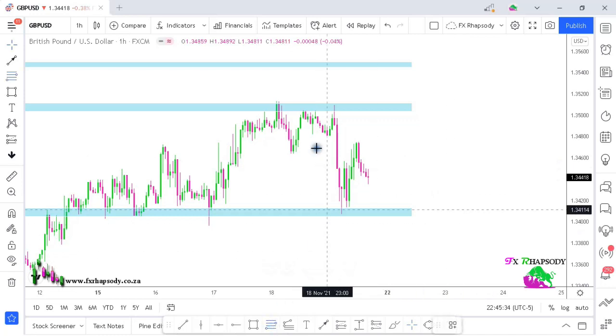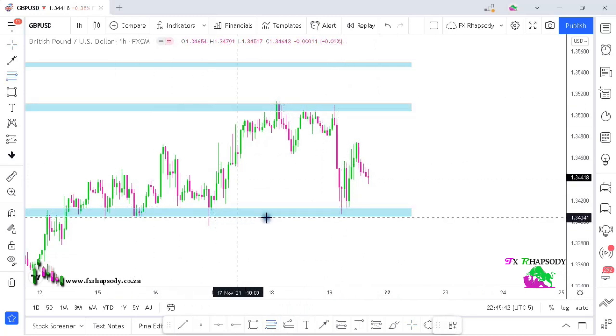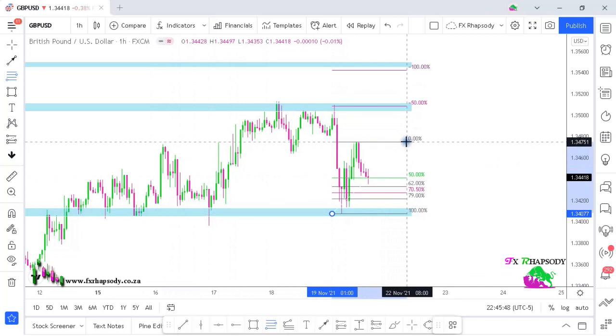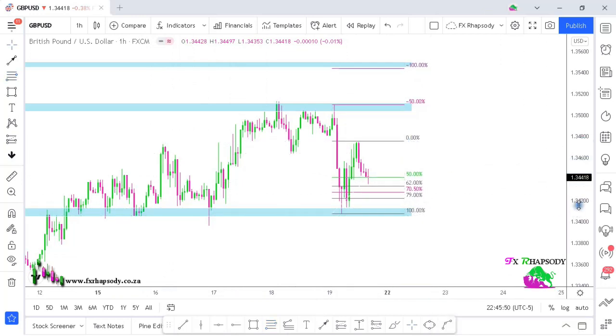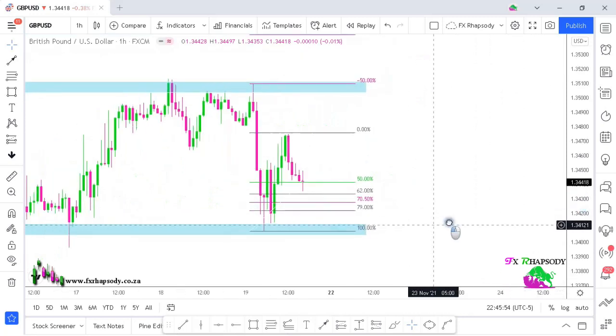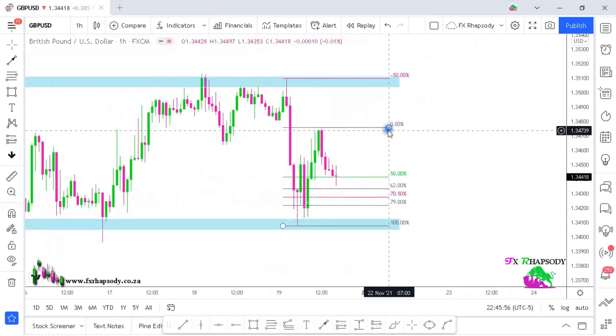So we see price bouncing off or retesting that resistance area, coming down, retesting this key area of support in the market. It touched it. So we take our Fibonacci from this swing low to that swing high over there. Right. So just expanding it a little bit. So we can see, let me just do it perfect.